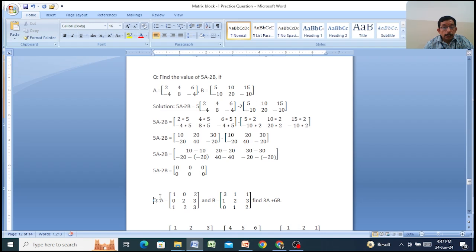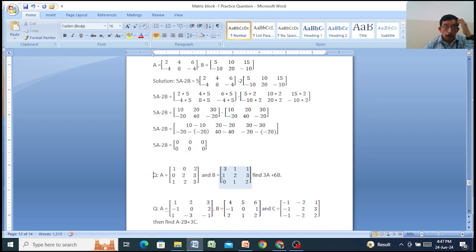The first problem is clear. 5A minus 2B is found when the values of A and B are given. First we put the values of A and B in the given equation, then do the scalar multiplication of both matrices, after that the subtraction of the matrices, and finally find the resulting matrix. Is it clear, everyone? Now the next problem: A and B are given, find out.